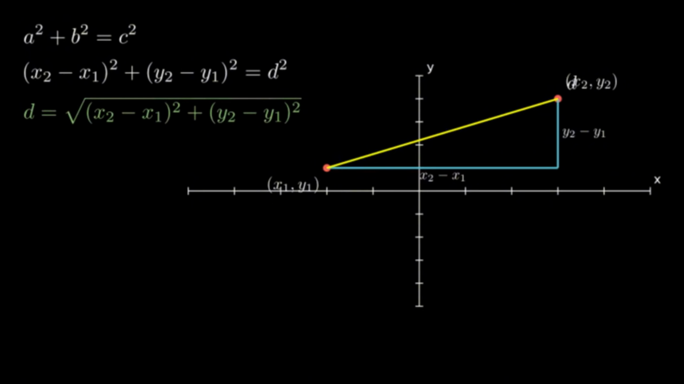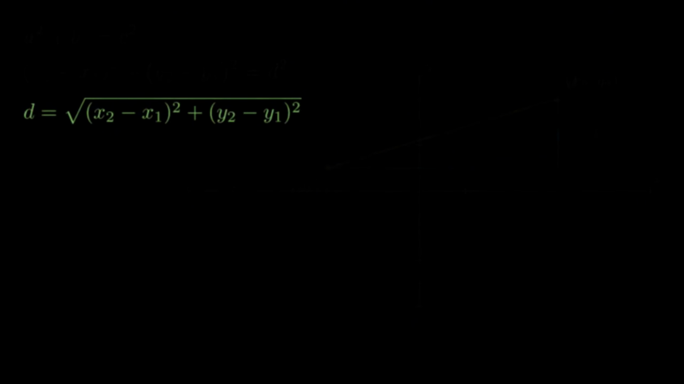D equals the square root of the quantity x sub 2 minus x sub 1 squared plus the quantity y sub 2 minus y sub 1 squared. This elegant formula works for any 2 points in the coordinate plane, regardless of their position. This formula is powerful because it directly connects algebraic expressions with geometric meaning.